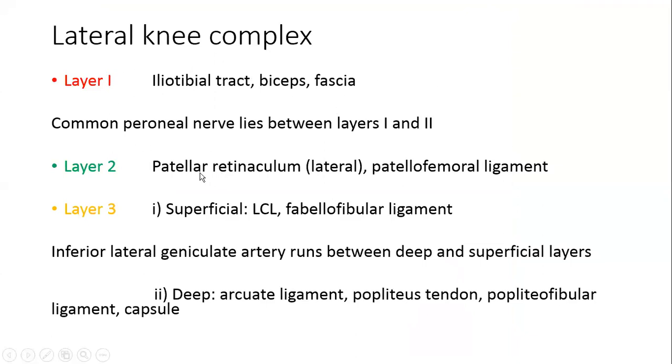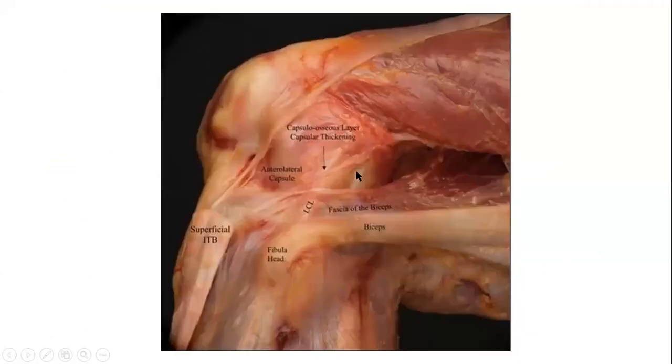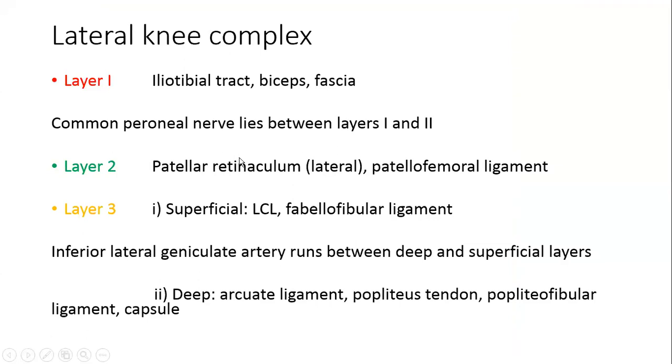Okay, so layer 1, IT band, biceps and fascia. Then layer 2 is patellar retinaculum or patellofemoral ligament. So retinaculum is the lateral retinaculum and the fascia and patellofemoral ligament. So that's deeper to the IT band and biceps fascia. And between these two layers is your common peroneal nerve. We normally don't look for that on the lateral knee, but if you're looking for different planes, as you follow sciatic to common peroneal, you're looking between layer 1 and 2.